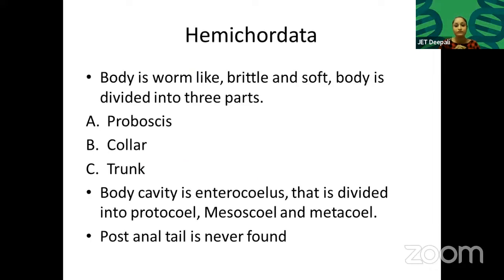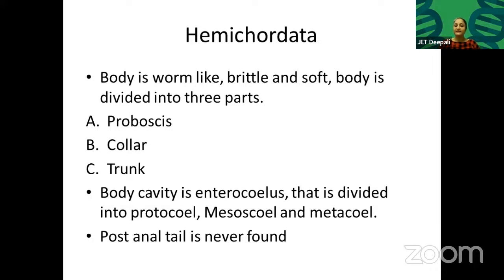Moving on to Hemichordata: the body is worm-like. They are brittle and soft. Brittle means they can be broken easily. Their body is divided into three parts: proboscis, collar, and trunk. The proboscis we can call the head of the hemichordate. Collar means neck, and the trunk is the rest of the body.